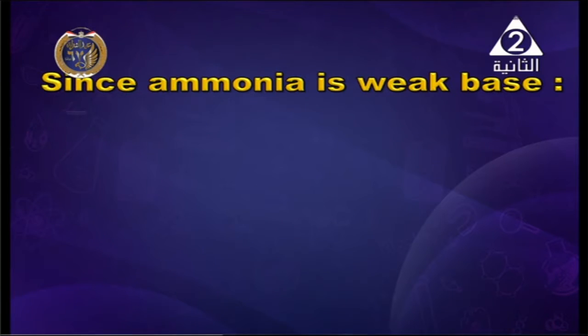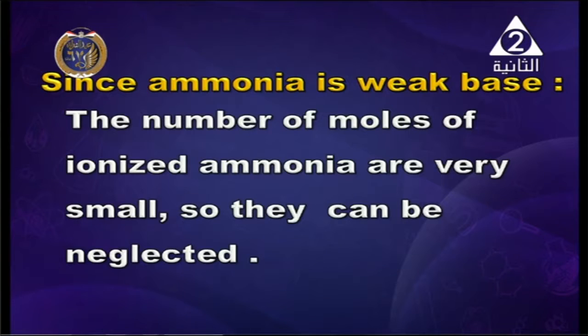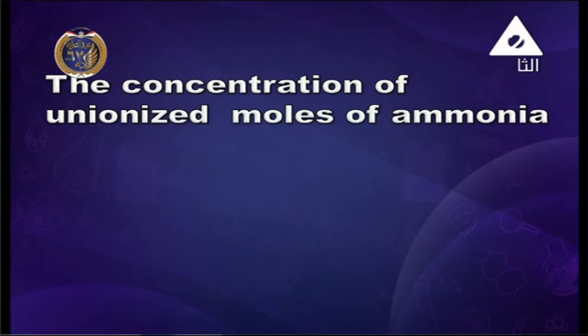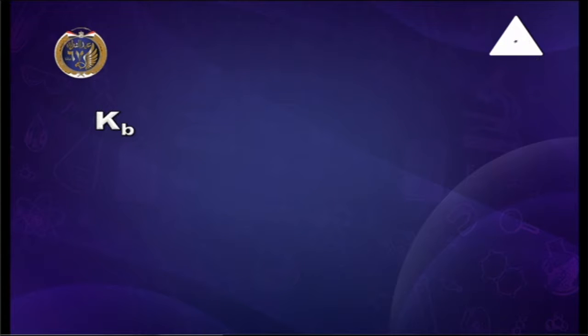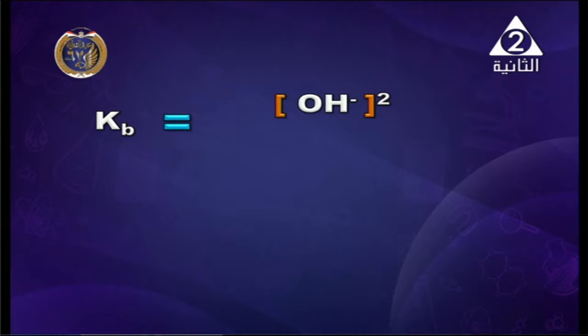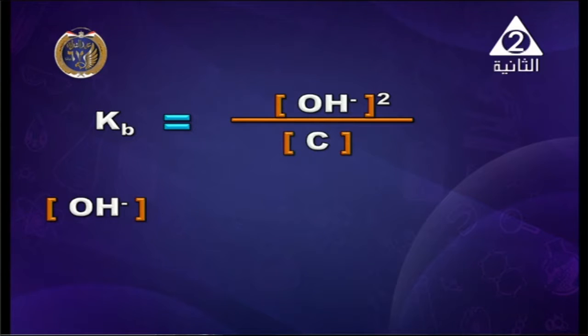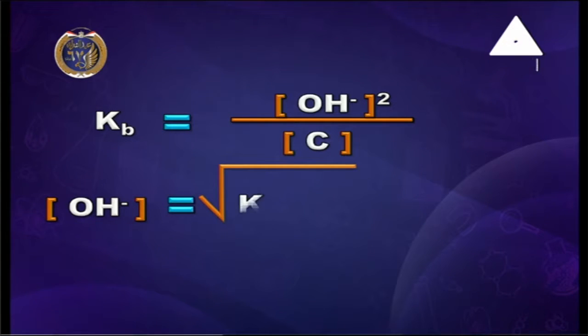As ammonia gas is a weak base, the number of moles of ionized ammonia is very small, so it can be neglected. So we can say the concentration of unionized ammonia equals the original concentration of ammonia, C. We substitute it in the Kb equation: Kb equals concentration of hydroxide ion power 2 over C. So hydroxide ion equals the square root of Kb times C, in molar solution.